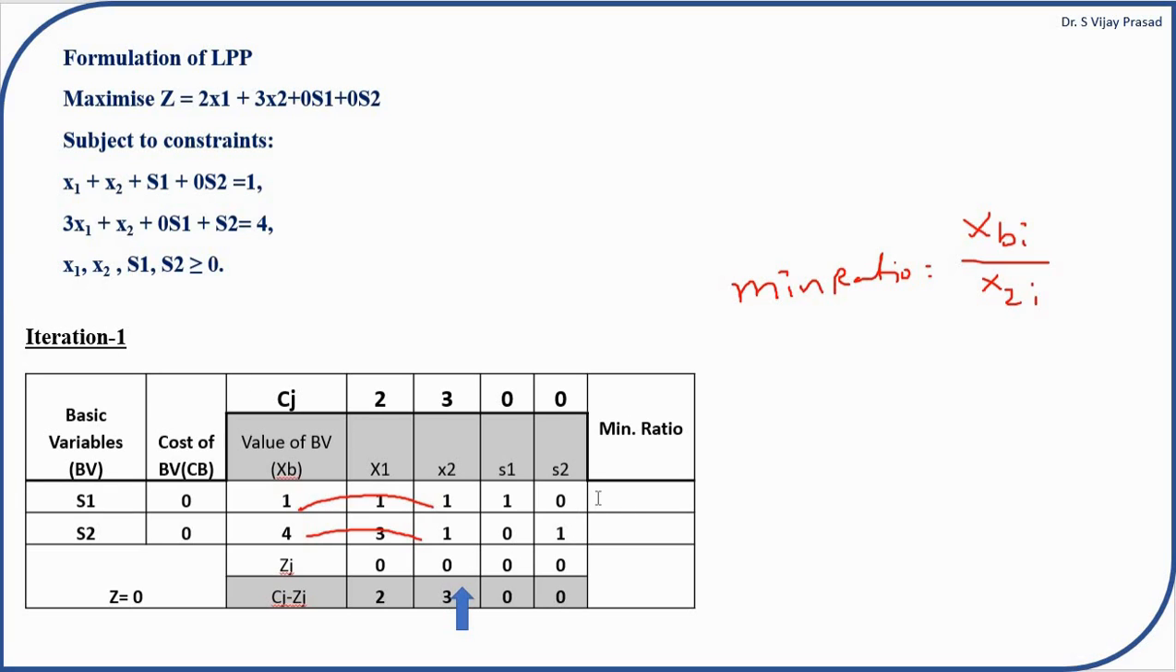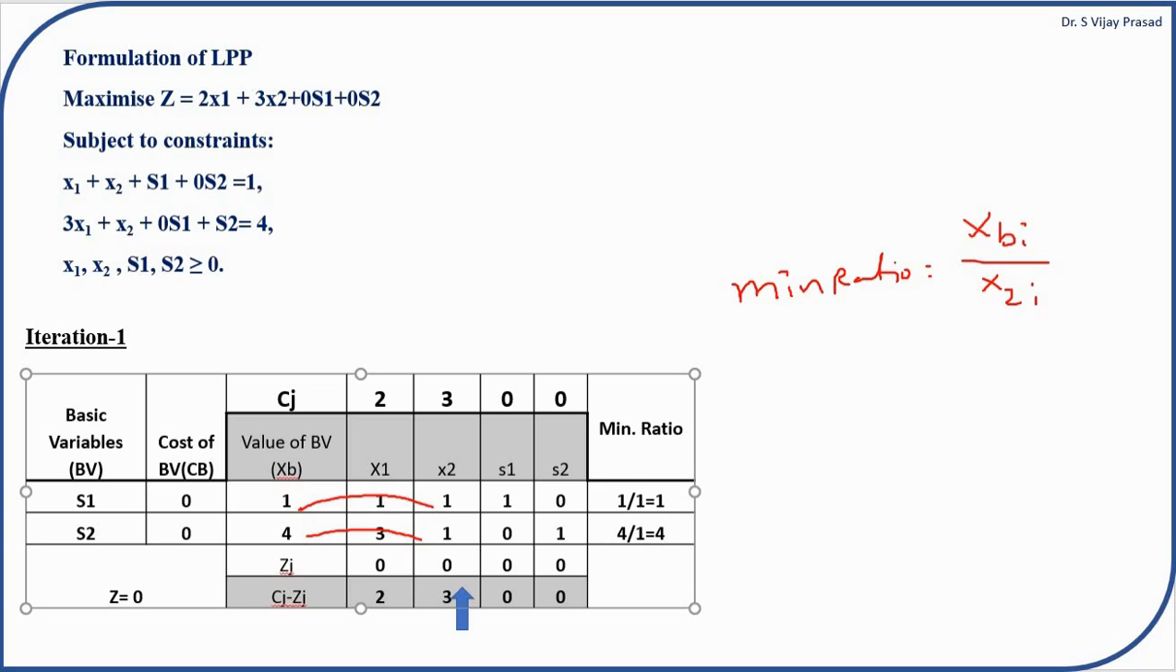Now, here I am going to take these values. The first one is 1 divided by 1, which is equal to 1. Again, 4 divided by 1, which is equal to 4. This is the way to calculate the minimum ratio.